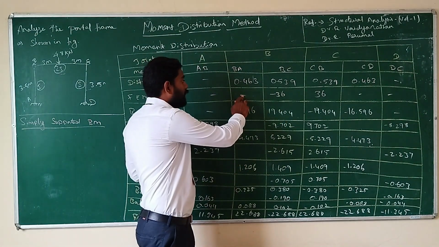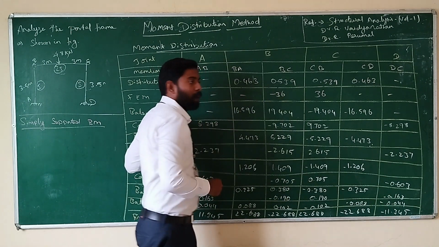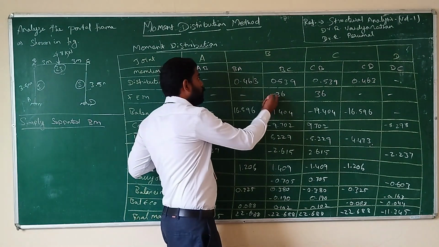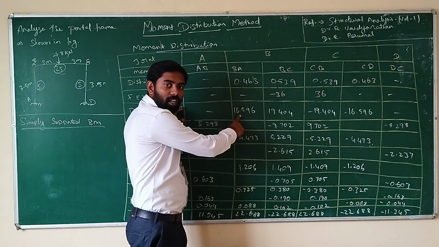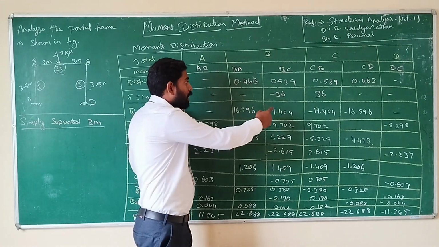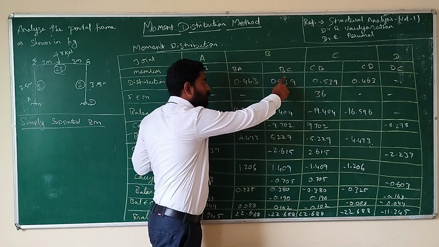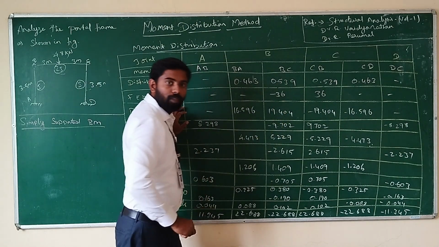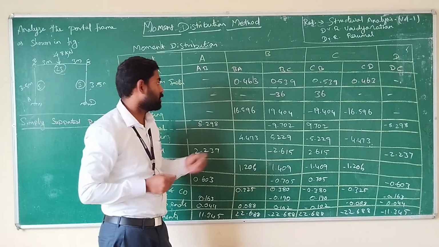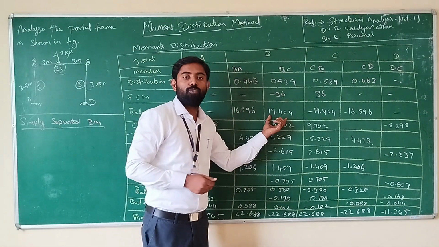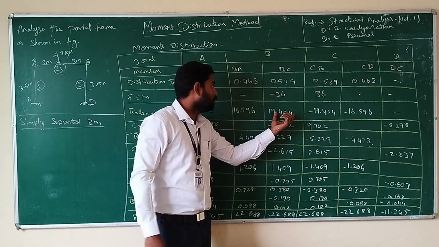So BA here has a 0 value of fixed moment, and BC will be minus 36, and we need to multiply it with the distribution factor of BA, and write it in BA itself. And the same way we need to add these two and multiply with the BC distribution factor, and write it here. And with this, the direction is opposite, so we are changing the negative values. The moment will be in the opposite direction, so it will be negative.